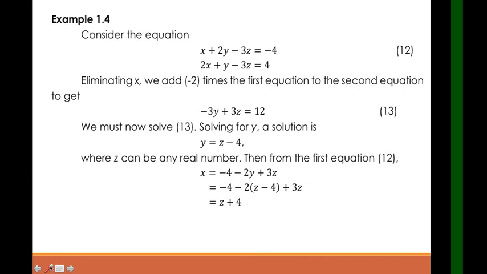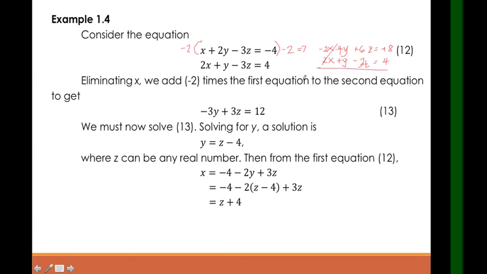So nag-multiply daw tayo dito. So let's see. If mag-multiply tayo ng negative 2 dyan, since we want to cancel x, so magiging negative 2 yan. So this will become negative 2x. I'm sorry. That's negative 4y. Positive 6z equals positive 8. And the other one is 2x positive y minus 3z equals 4. So we can cancel this.